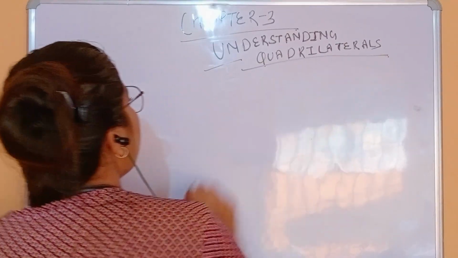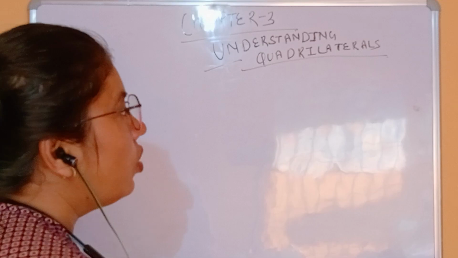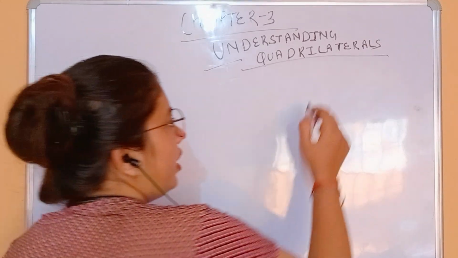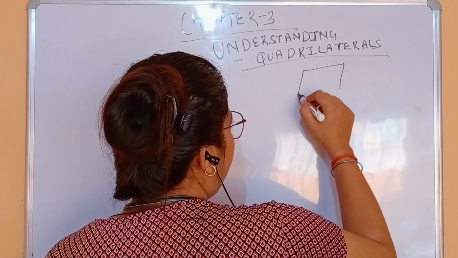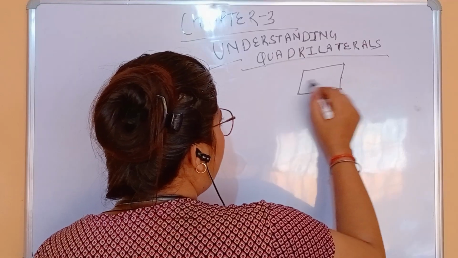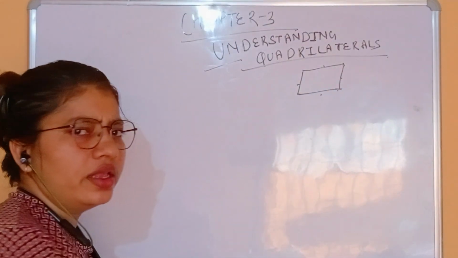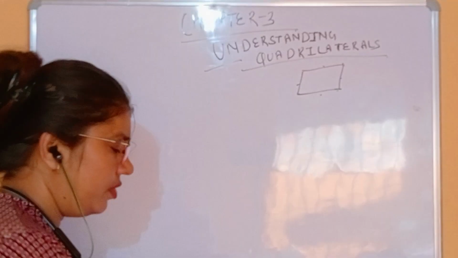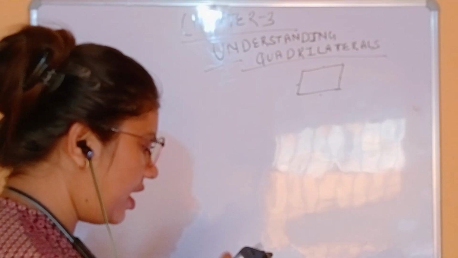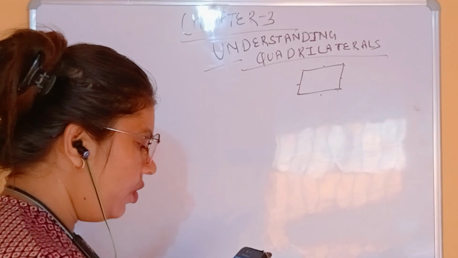Okay, so here it is written: understanding quadrilateral. You know easily what a quadrilateral is. It is a shape given by only 4 sides, like 1, 2, 3, 4. We can easily say this is a figure of a quadrilateral. Okay, so first, what is given in the introduction, you can easily understand.